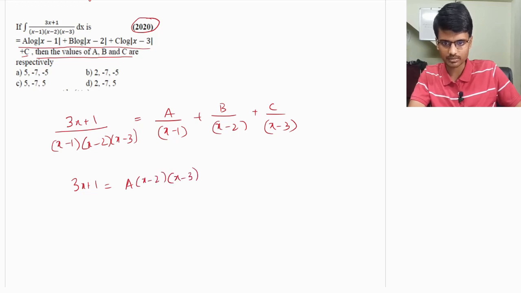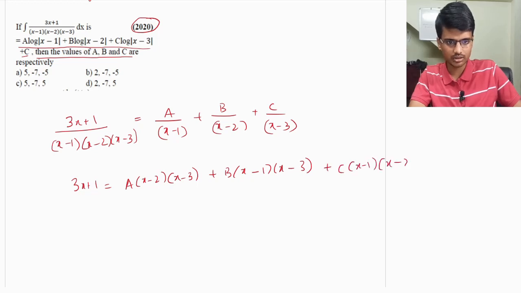a times (x minus 2)(x minus 3) plus b times (x minus 1)(x minus 3) plus c times (x minus 1)(x minus 2). Okay, so here what do we do? We simplify everything and we equate the coefficients. Whatever is the coefficient of x here, I equate it with 3. Whatever is the constant I get, I equate it to 1, right? This is how we do.